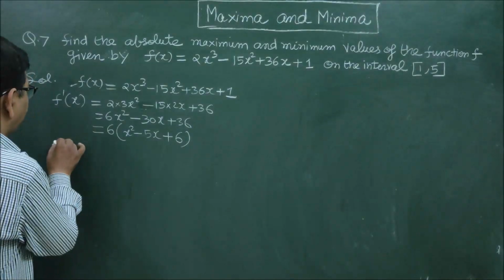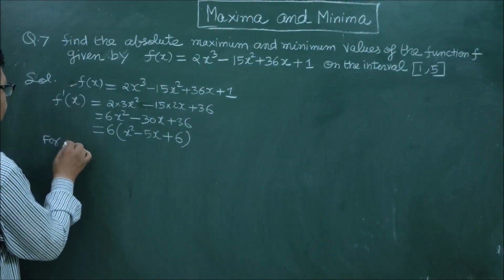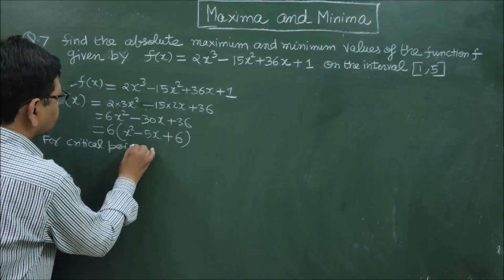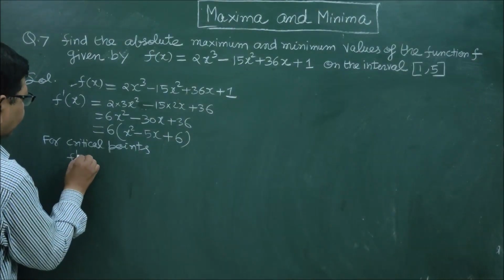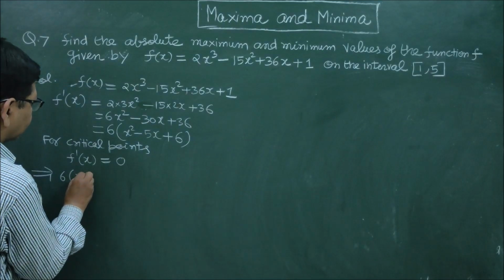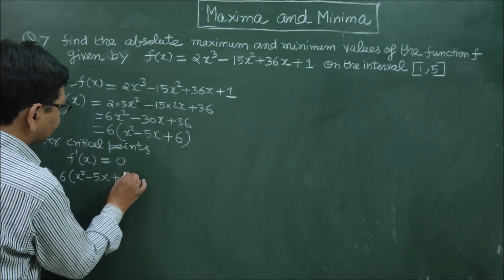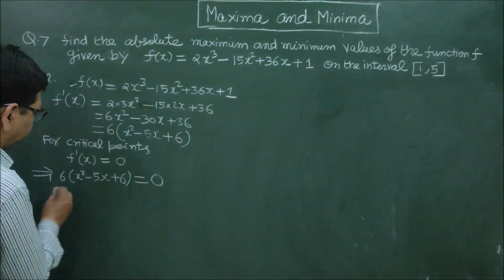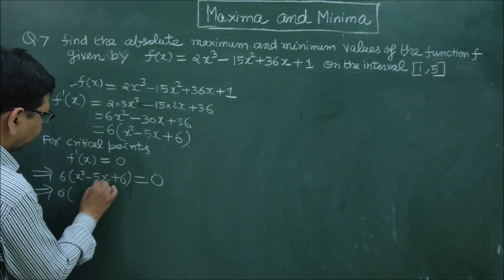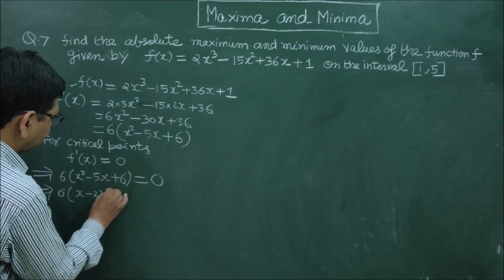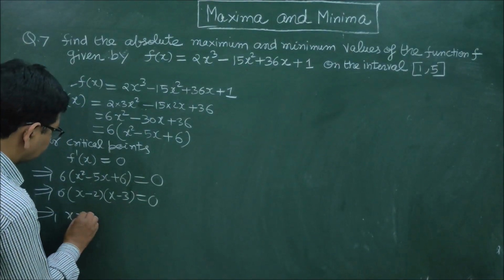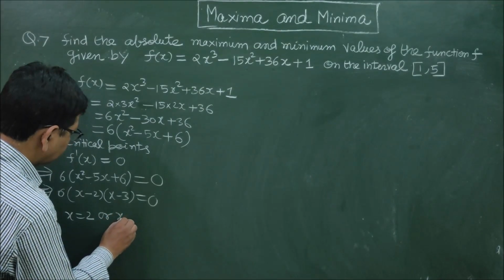For critical points, or turning points, or stationary points, let us put the derivative f'(x) equal to 0. So this implies that 6 into (x² − 5x + 6) is equal to 0. On factorizing we get 6 into (x − 2)(x − 3) is equal to 0, which implies that x is equal to 2 or x is equal to 3.